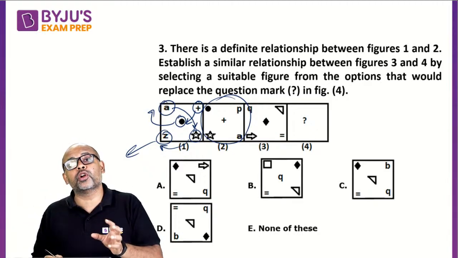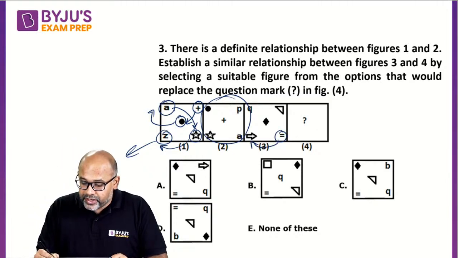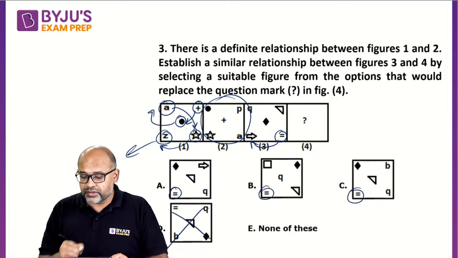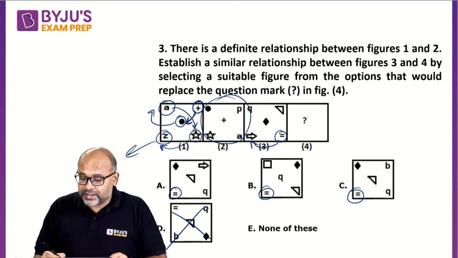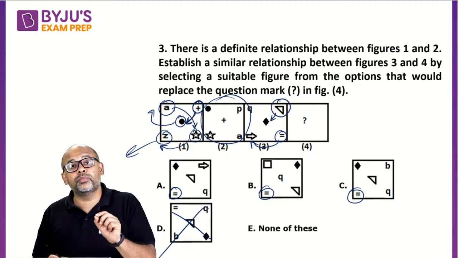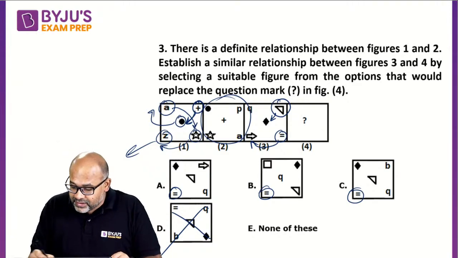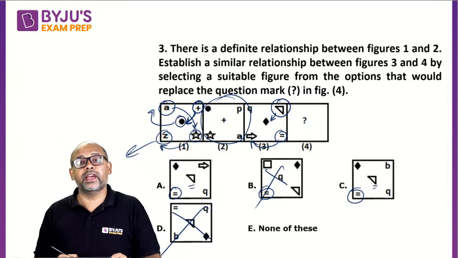The same 4 or 5 things should also happen in the second image, which means this should come over here. So the equal to should be over here. Clearly this is wrong. Then what else? Your plus is coming into the center, which means whatever is here should be coming into the center. The center should be a triangle, which means this is wrong. We still are left with C and A.